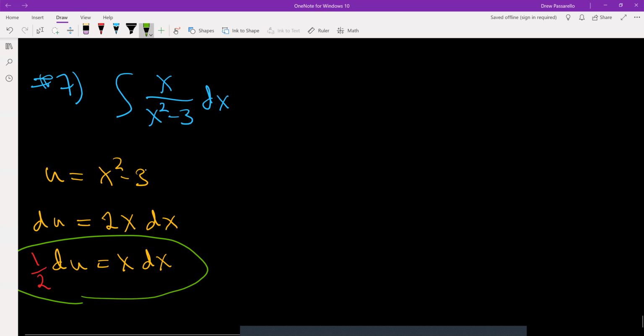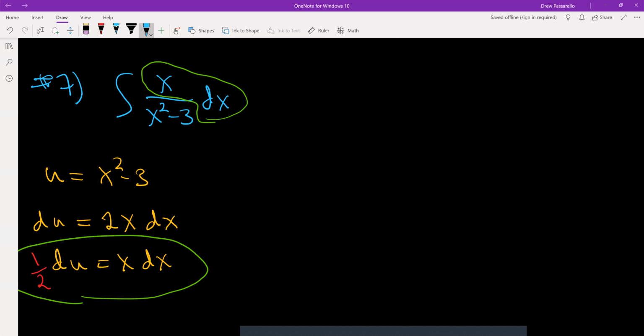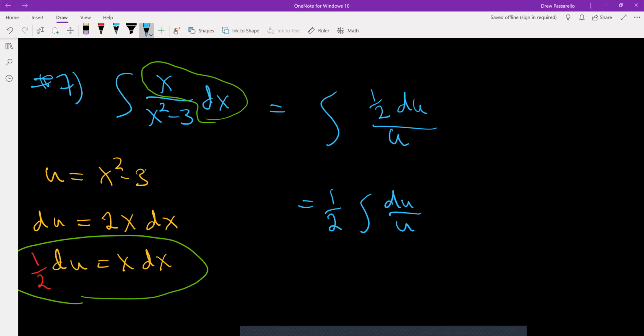All right, because that's what I have here. So doing the substitution, I have x dx, that's 1/2 du. And on the bottom is going to be u, because that's x squared minus 3. I would factor out the 1/2. And it is du over u, but I've usually been writing it as 1 over u du.